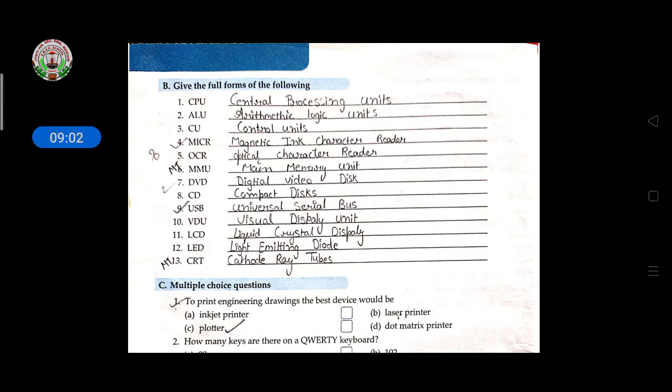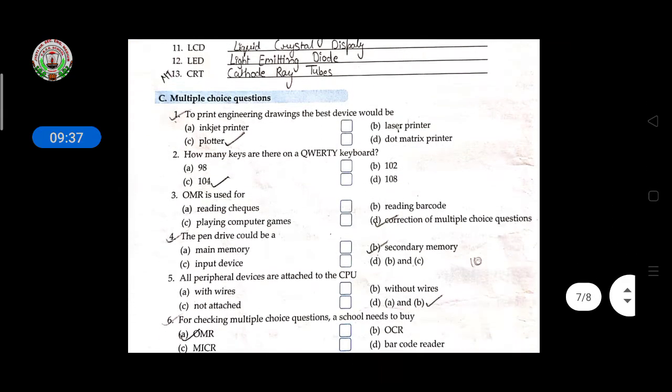CPU, central processing unit; ALU, arithmetic logic unit; CU, control unit; MICR, magnetic ink character reader; OCR, optical character reader; MMU, main memory unit; DVD, digital video disc; CD, compact disc; USB, universal serial bus; VDU, visual display unit; LCD, liquid crystal display; LED, light emitting diode; CRT, cathode ray tube. You have to write this in your book only.